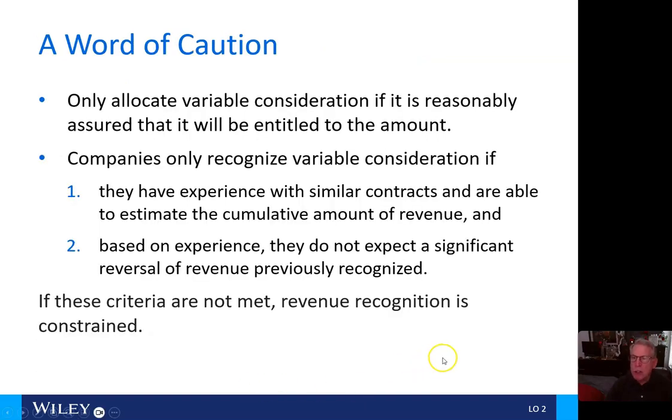Okay, one word of caution though, only allocate variable consideration if it is reasonably assured that it will be entitled to the amount. And then under number 2, companies only recognize variable consideration if 1, they have experience with similar contracts and are able to estimate the cumulative total amount of revenue, and 2, based on experience, they do not expect significant reversal of the revenue previously recognized. If these criteria are not met, revenue recognition is constrained.